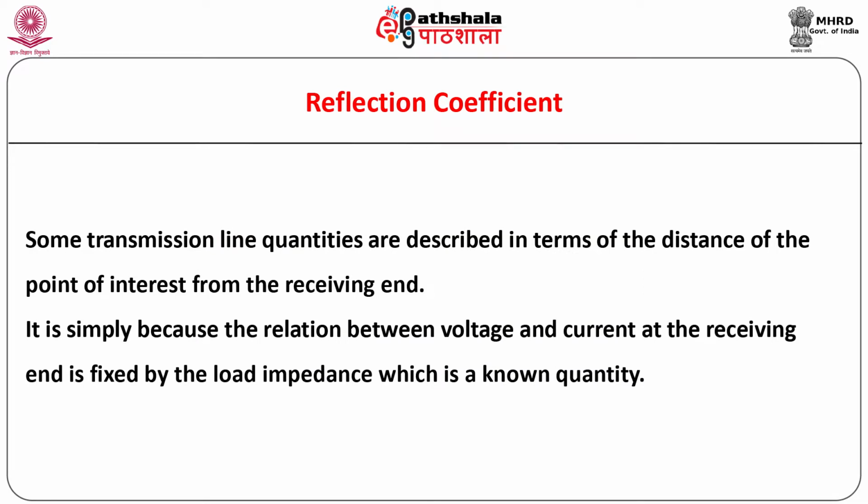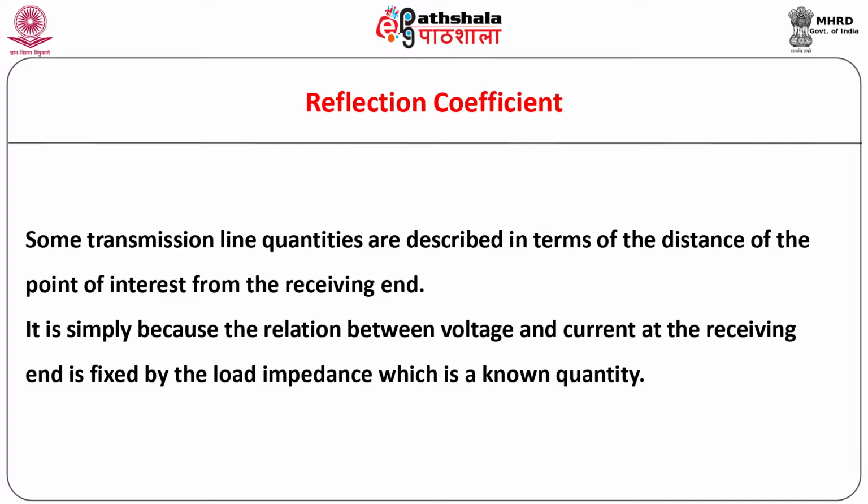Generally, the measurements of transmission coefficient, reflection coefficient and some other quantities along the line are described in terms of the distance of the point of interest from the receiving end. It is simply because the relation between voltage and current at the receiving end is fixed by the load impedance, which is a known quantity.